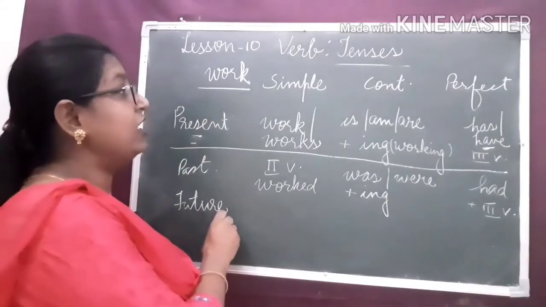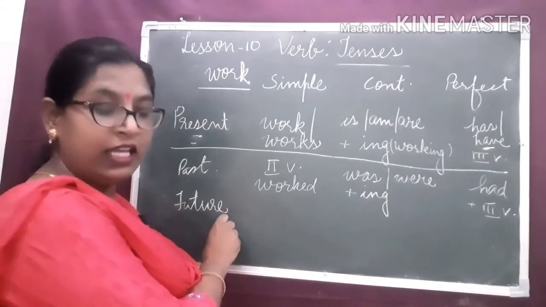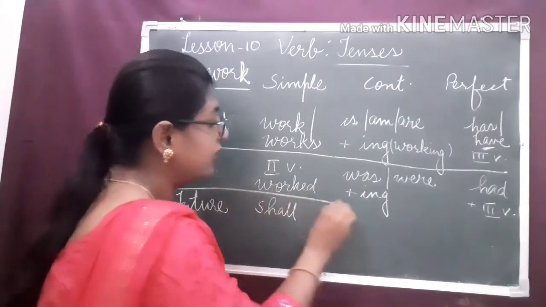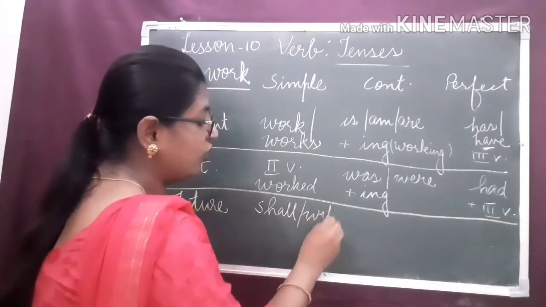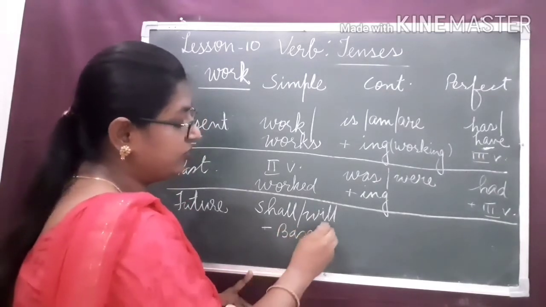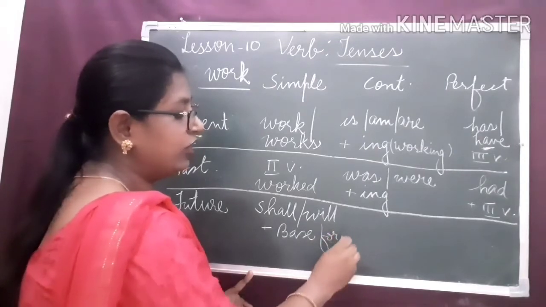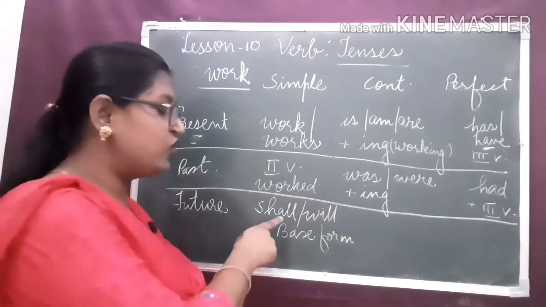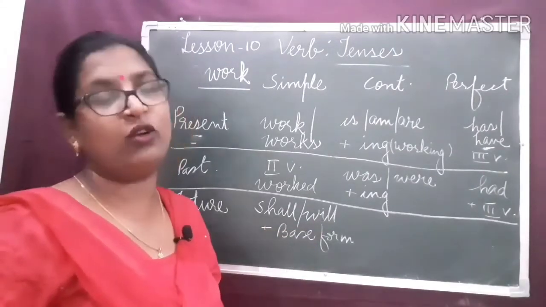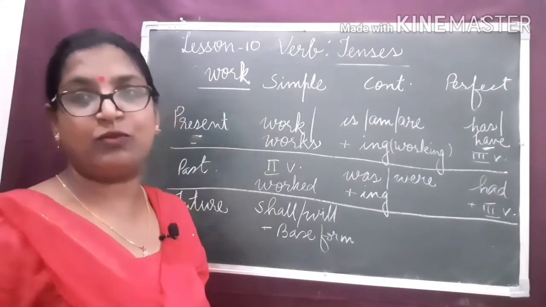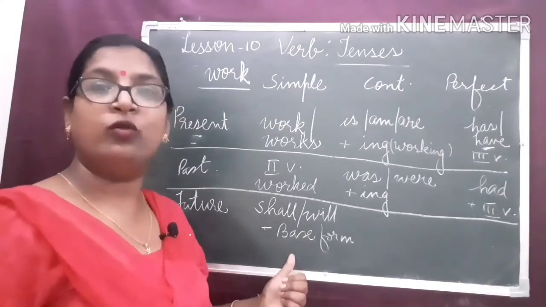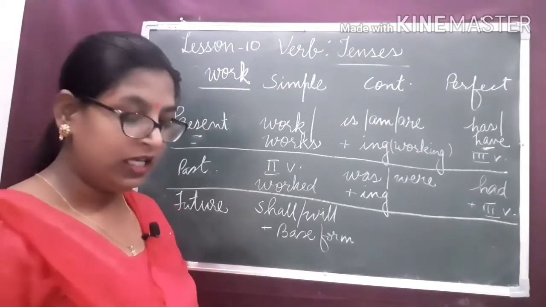Now, let us see simple future tense. In simple future tense, we use shall or will plus base form of the verb. Usually we use shall with I and we. And will we can use with I, we and all the subjects. So, shall or will plus base form of the verb we use in simple future tense.